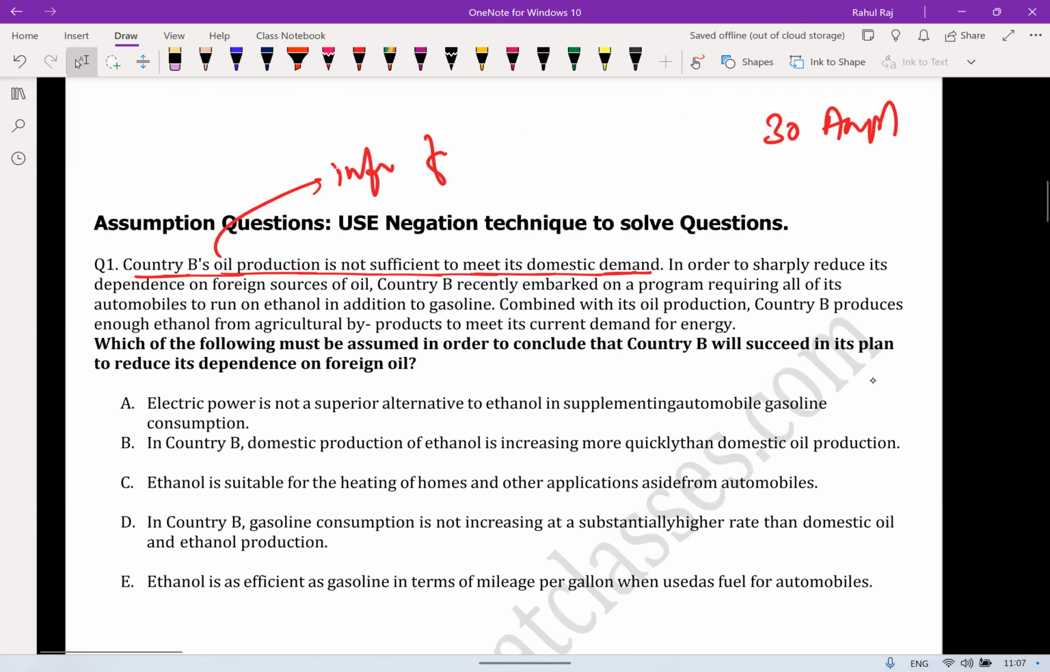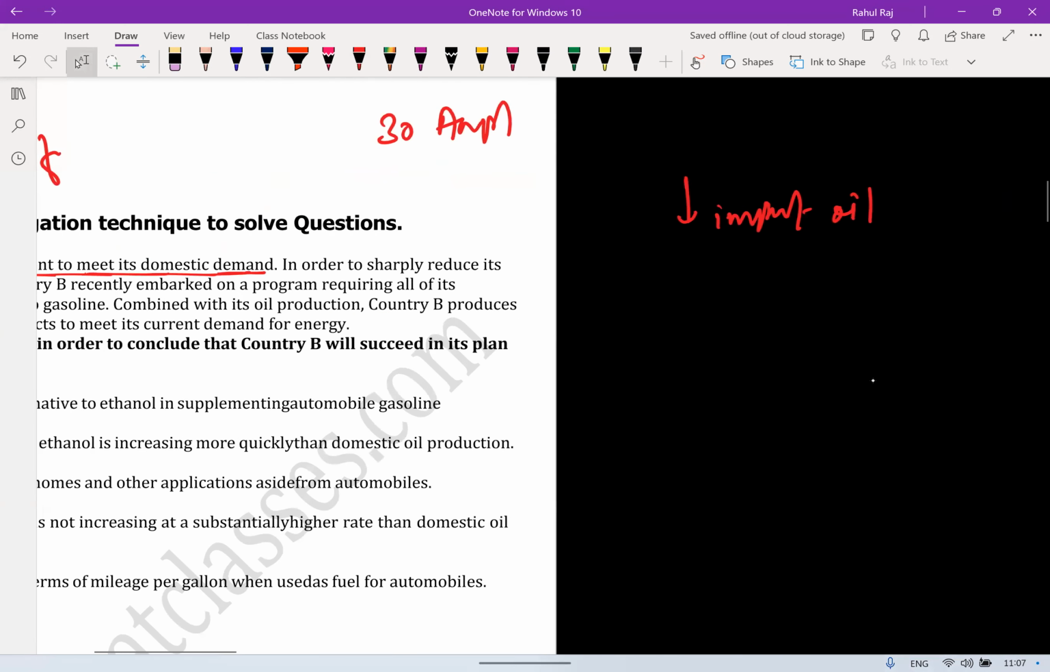So when I read the first statement, that country B's oil production is not sufficient to meet the current demand, the inference I can draw is that, if it is not sufficient to meet the current demand, what does it have to do? It will have to import the oil. Look at Pakistan today, look at the condition of Pakistan and Sri Lanka. There is no oil in the country. They don't have money to import the oil. Imagine how high the inflation can go. So with day-to-day understanding, we can draw the inference that it will have to import the oil.